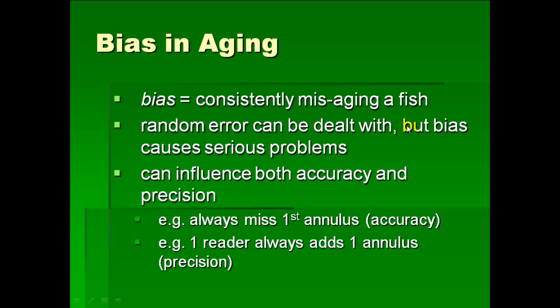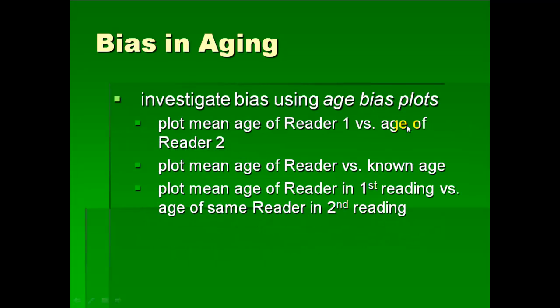For example, if someone always misses the first annulus, if you didn't validate the first annulus or you don't recognize it, that's going to affect your accuracy. You're always going to give the fish a lower age than what it actually is. And if you've got somebody that always adds one annulus, that one reader is always seeing an extra annulus that other people don't, then that's going to affect the precision, because this one person is always going to have a different answer than everybody else.